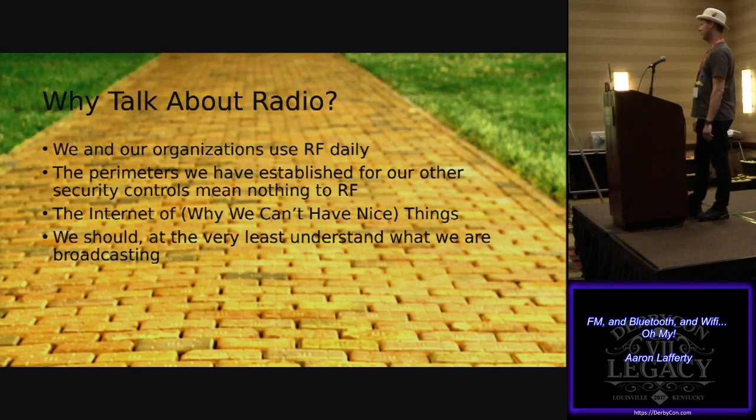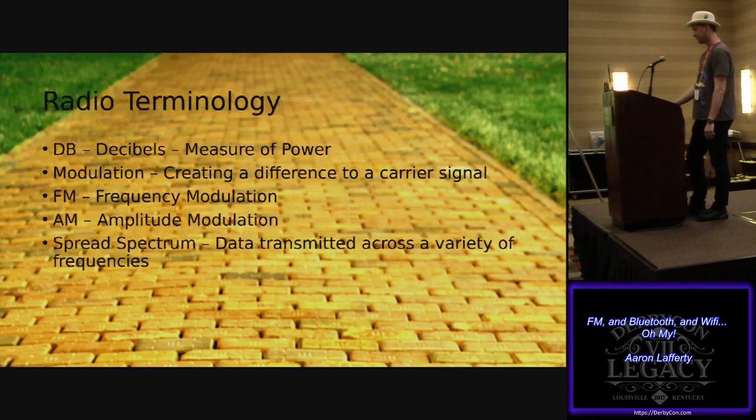And the perimeter controls that we've established for other things in our environment really don't mean anything to radio frequencies because they just pass right through walls and us and move on to doing whatever it is they're going to do. And so we should at the very least understand what it is we're broadcasting so that we can help secure that. And we hear all this talk about the Internet of Things. Well, it's more like the Internet of Broken Things or the Internet of Why We Can't Have Nice Things. Radio is a huge component of that.